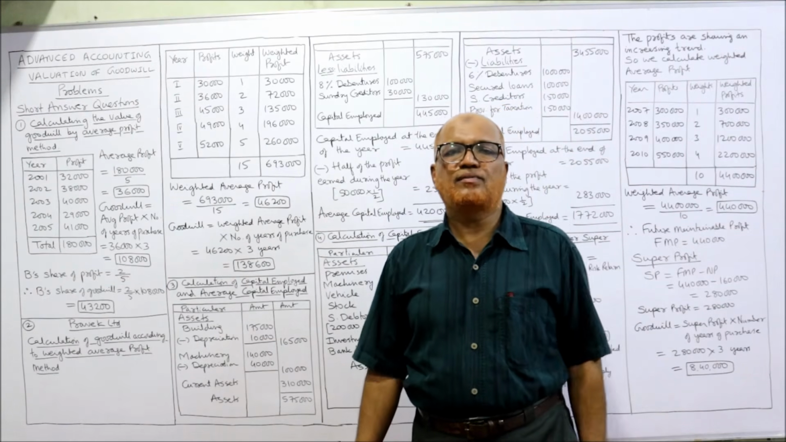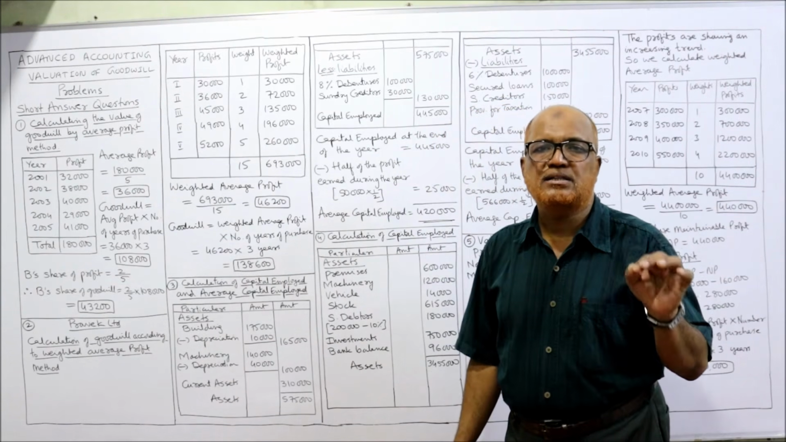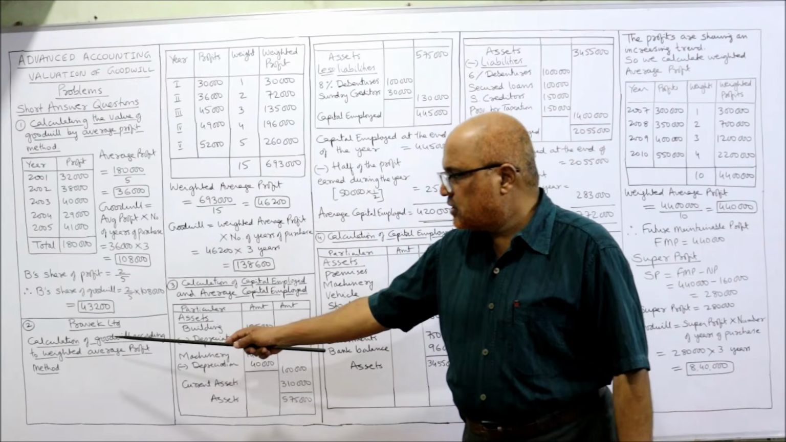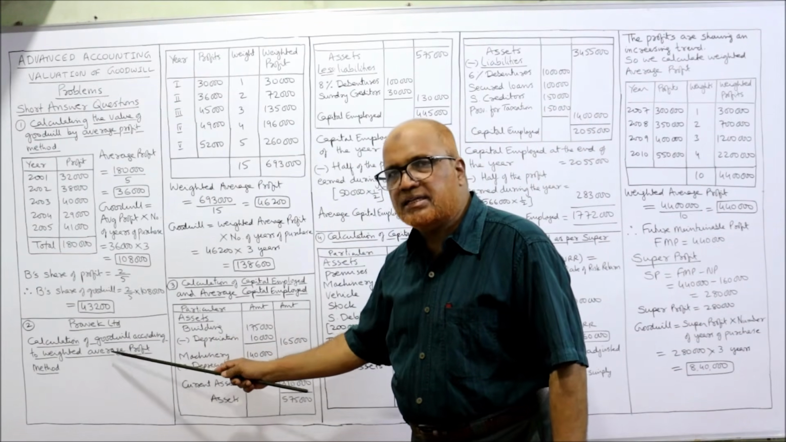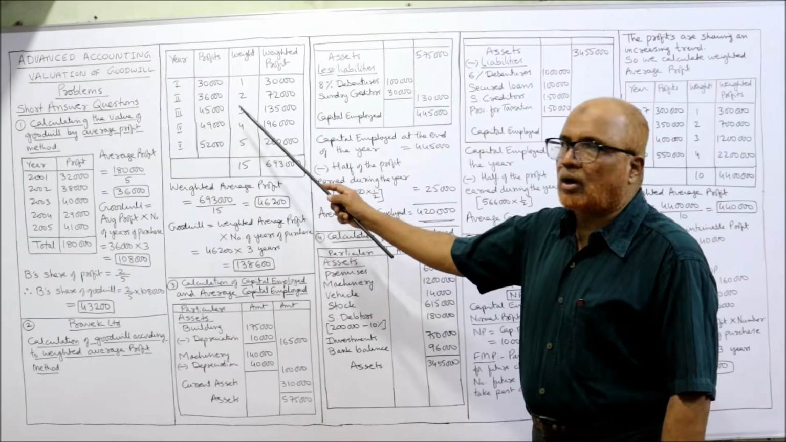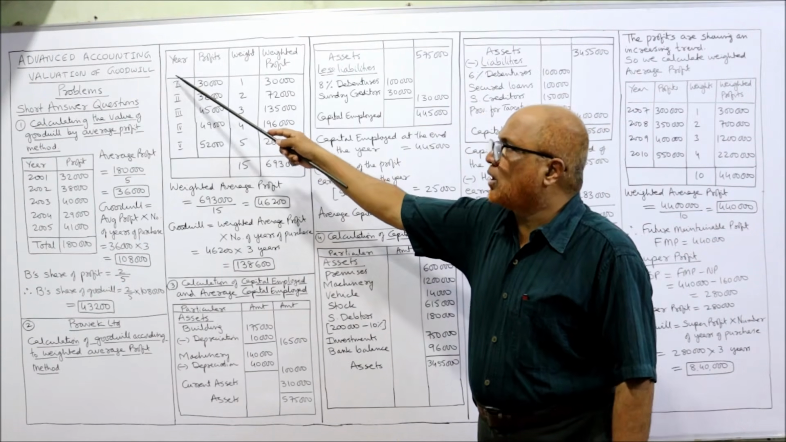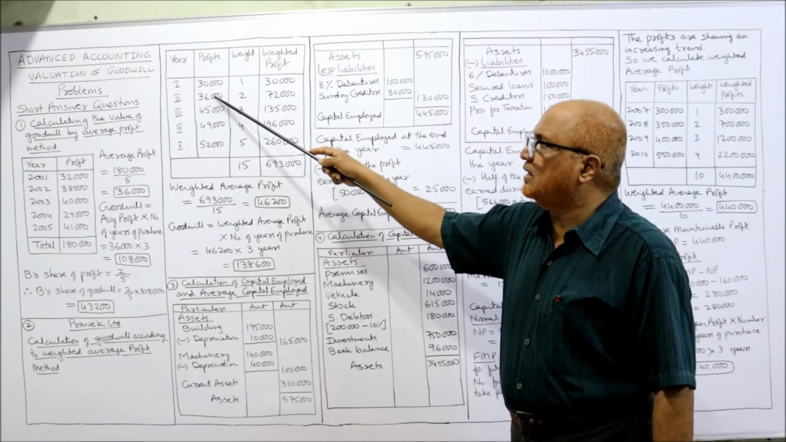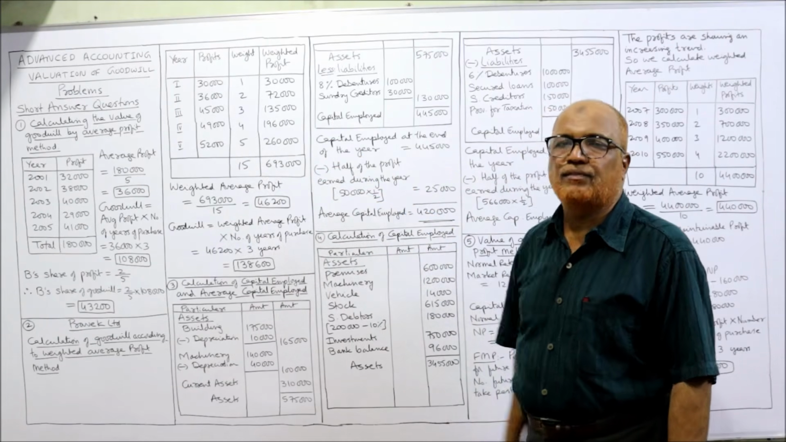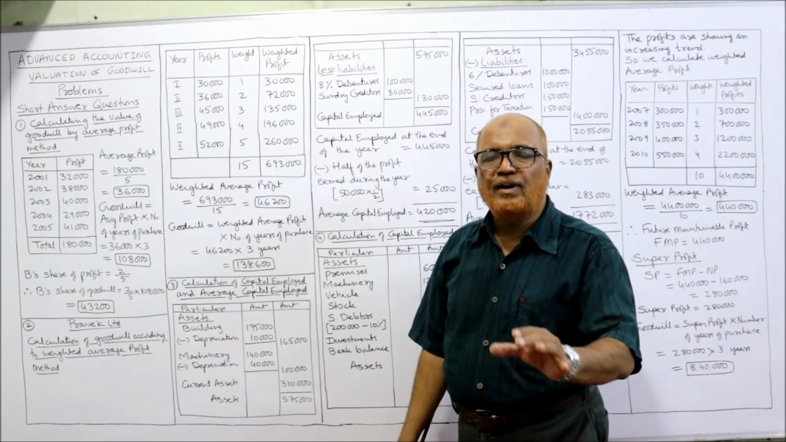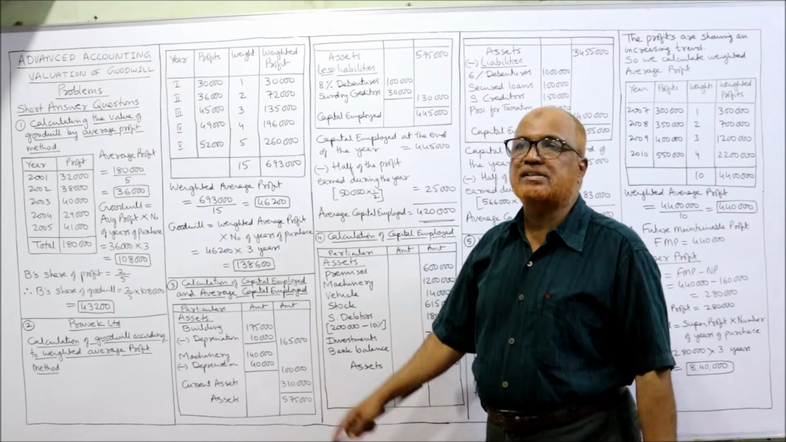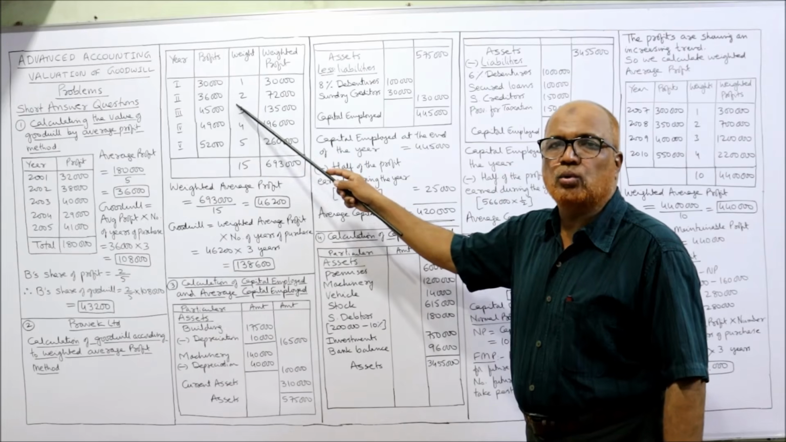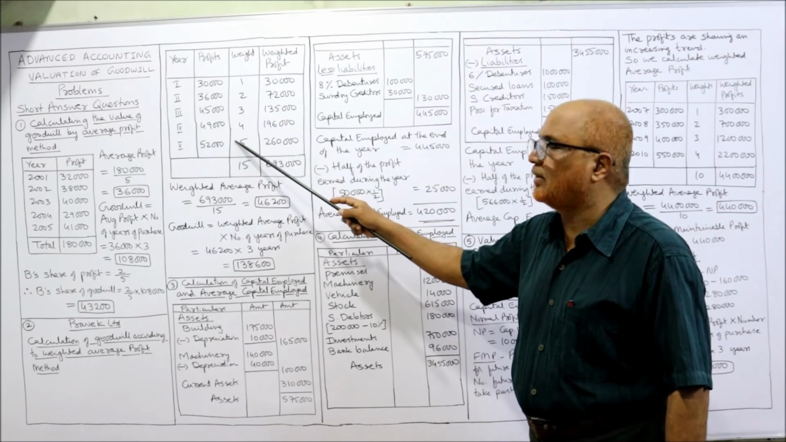In this problem specifically, it is asking you to apply weighted average profit. So, calculation of goodwill according to weighted average profit. How to calculate weighted average? First column, year column: 1, 2, 3, 4, 5. And the profits are given: 30, 36, 45, 49 and 52,000. And the weights are also given in the problem. First year 1, second year 2, third year 3, fourth year 4, fifth year 5.